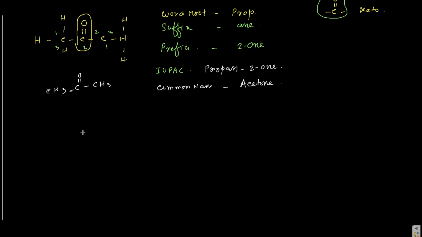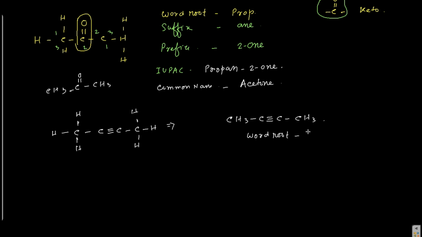So take another example: CH3, then C triple bond C, then CH3. What does the structure look like? There is CH3, C triple bond C, CH3. How many carbons are present? 1 2 3 4. 4 carbons are present. So the word root is but, then the suffix depends upon the bond, that is "yne", because a triple bond is present, that's why it is "yne".